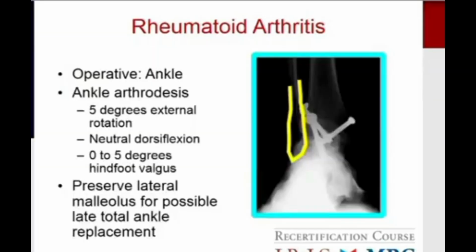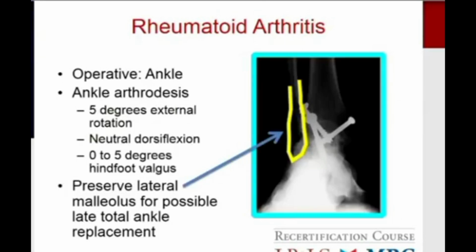If the ankle is involved in a rheumatoid disease, the primary treatment for isolated ankle pathology may or may not be, but for your test should be ankle arthrodesis. We put that in a little bit of external rotation and neutral alignment thereafter. Again, a little bit of valgus to unload the Chopart's joints so these patients can accommodate uneven ground. It's really critical as a part of this deal. And we also want to make sure that we preserve the lateral malleolus for a possible late total ankle arthroplasty.